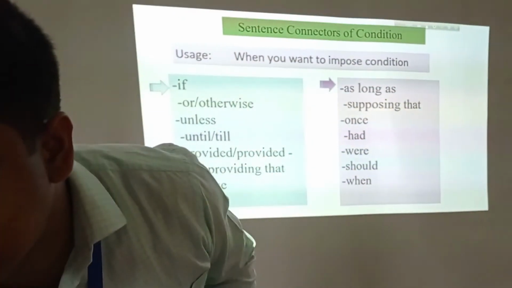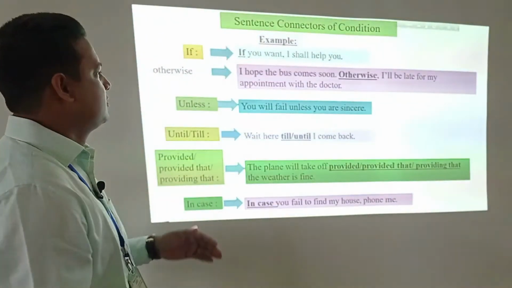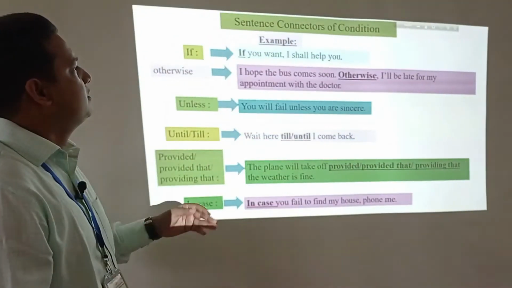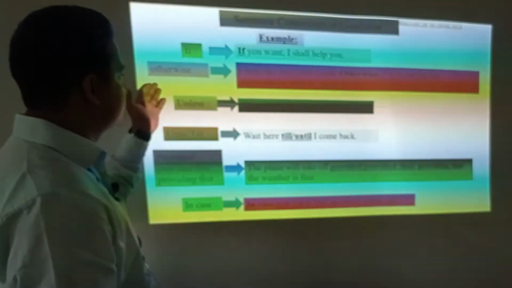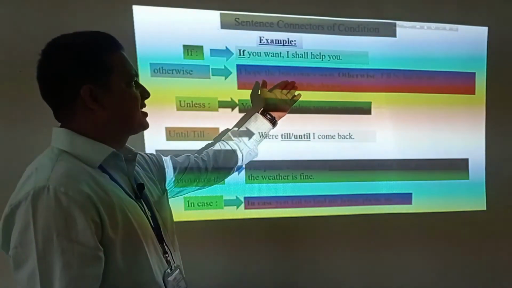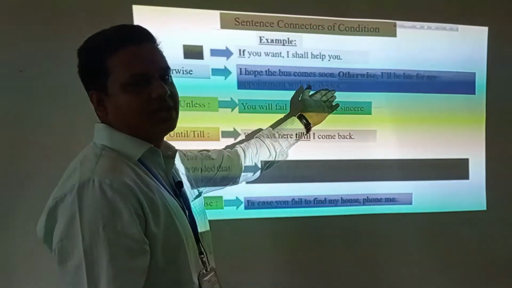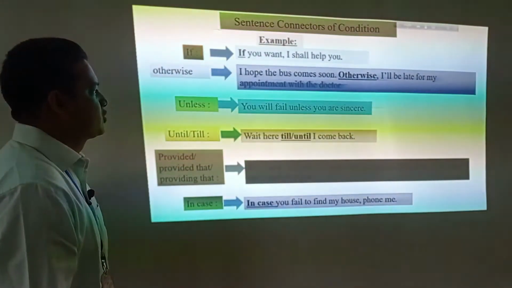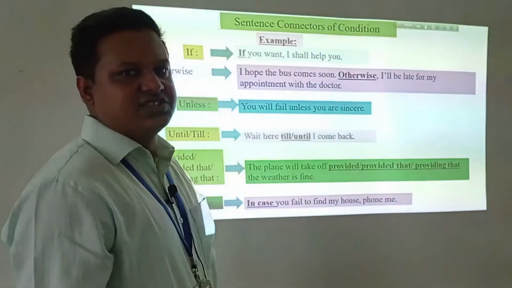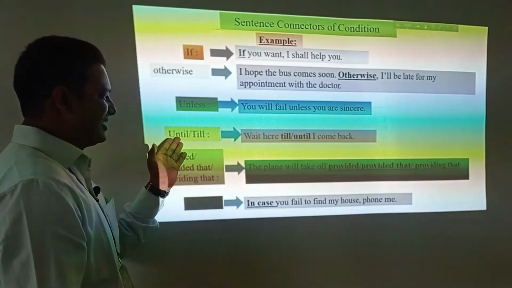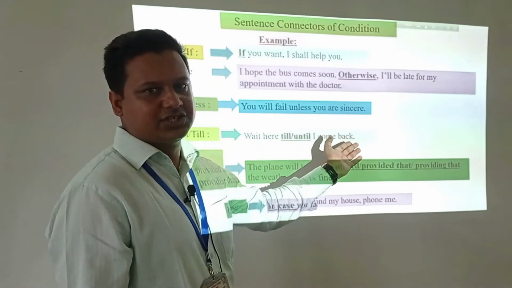Let's see examples. Students, examples on sentence connectors of condition. The first example is given with "if". If you want, I shall help you. Otherwise, I hope the bus comes soon; otherwise, I will be late for my appointment with the doctor. Unless: you will fail unless you are sincere. Till or until: wait here till or until I come back. Condition.